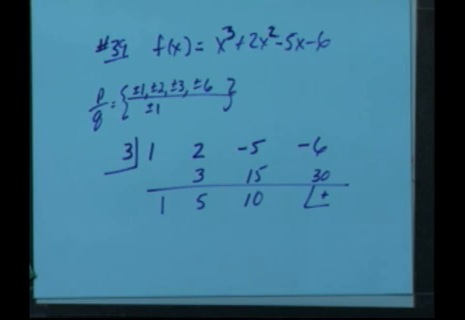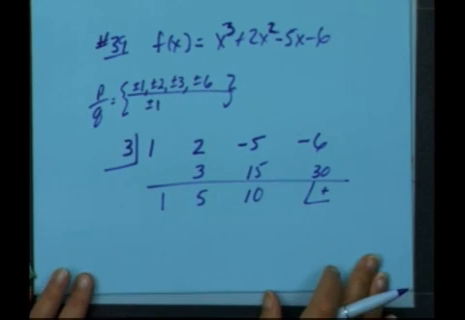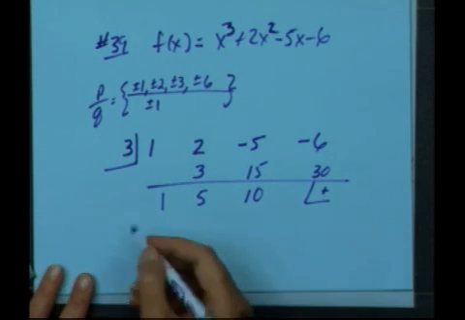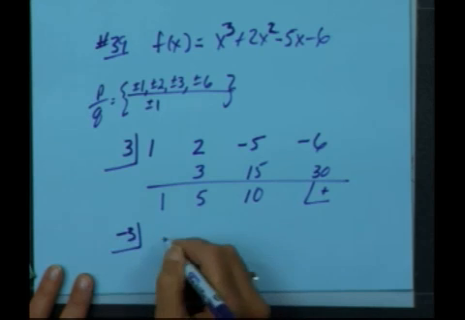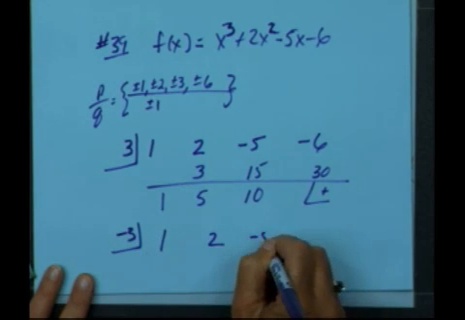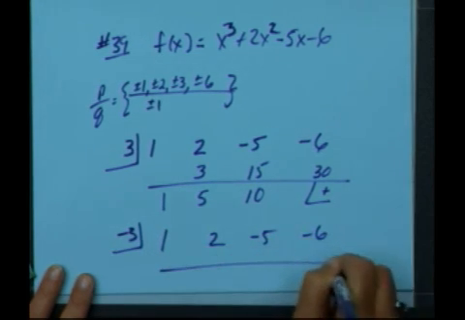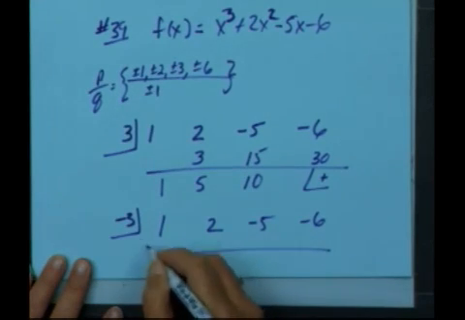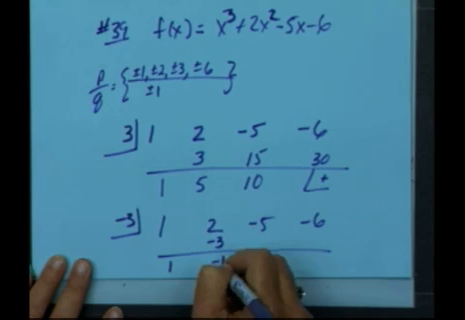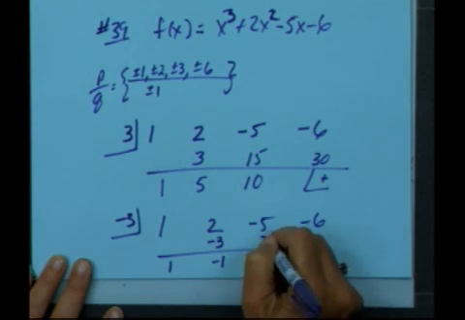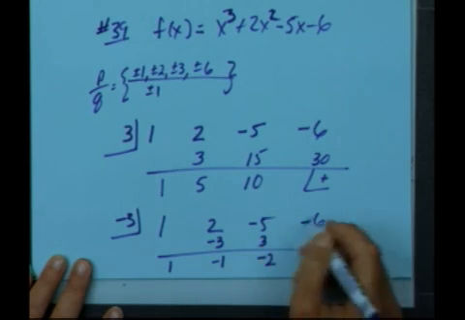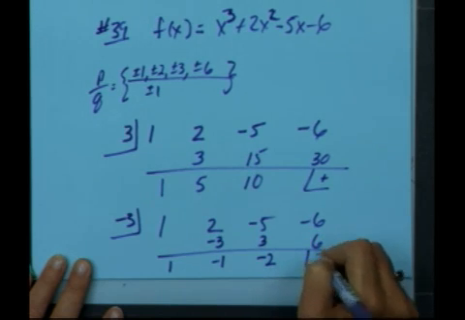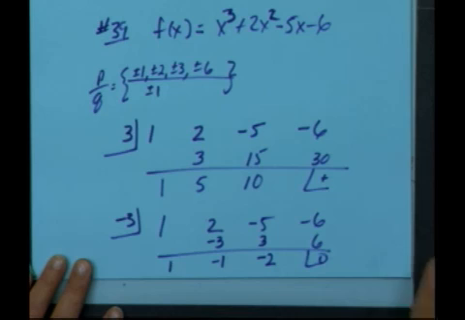Try negative 3. Want to try negative 3? That'll probably work. 1, 2, negative 5, negative 6. 1 times negative 3 is negative 3. Negative 1 times negative 3 is positive 3. Negative 2 times negative 3 is positive 6. We got a 0, and we're all excited.